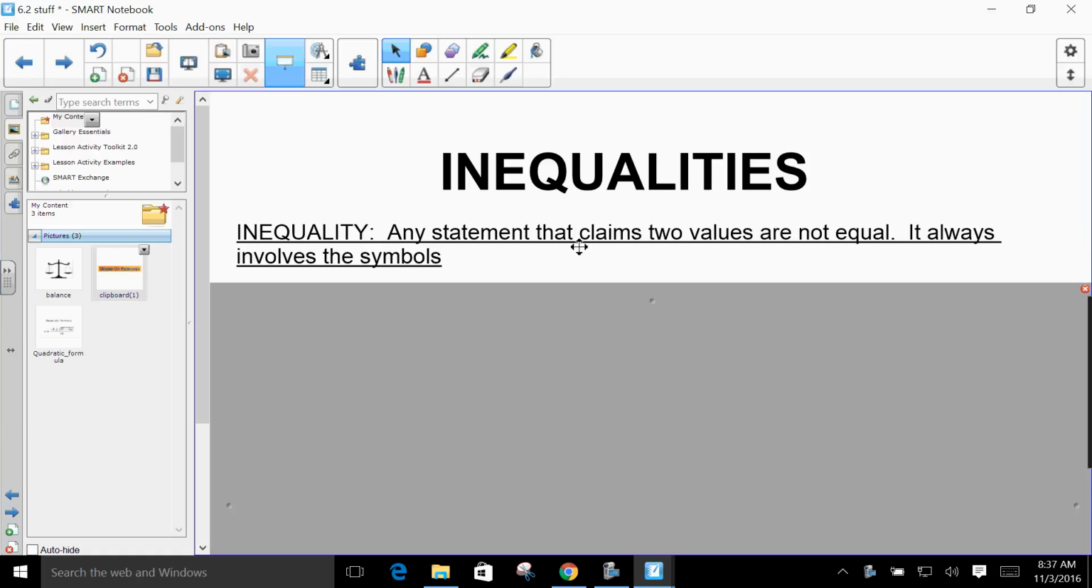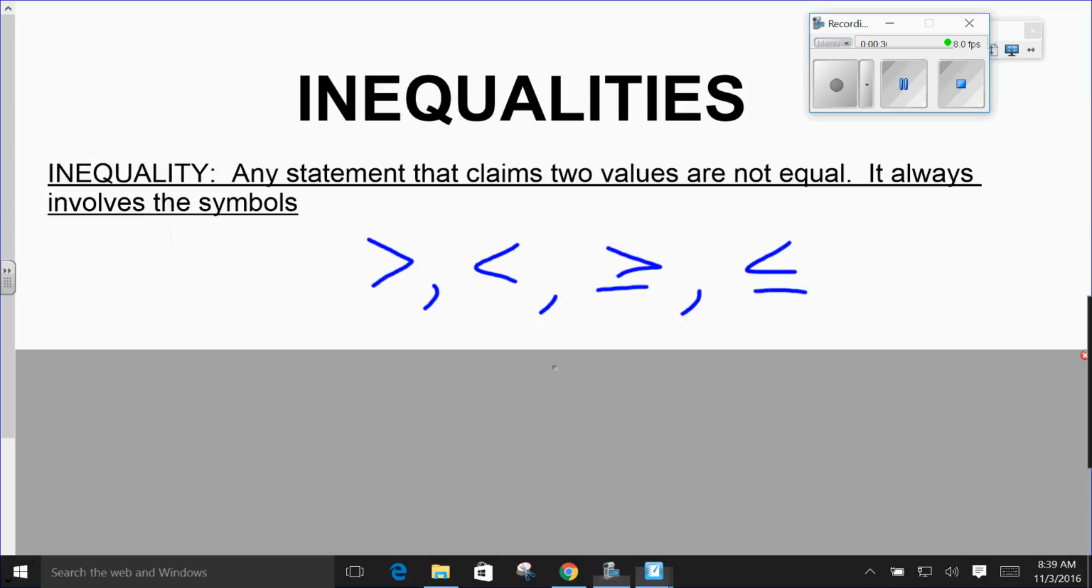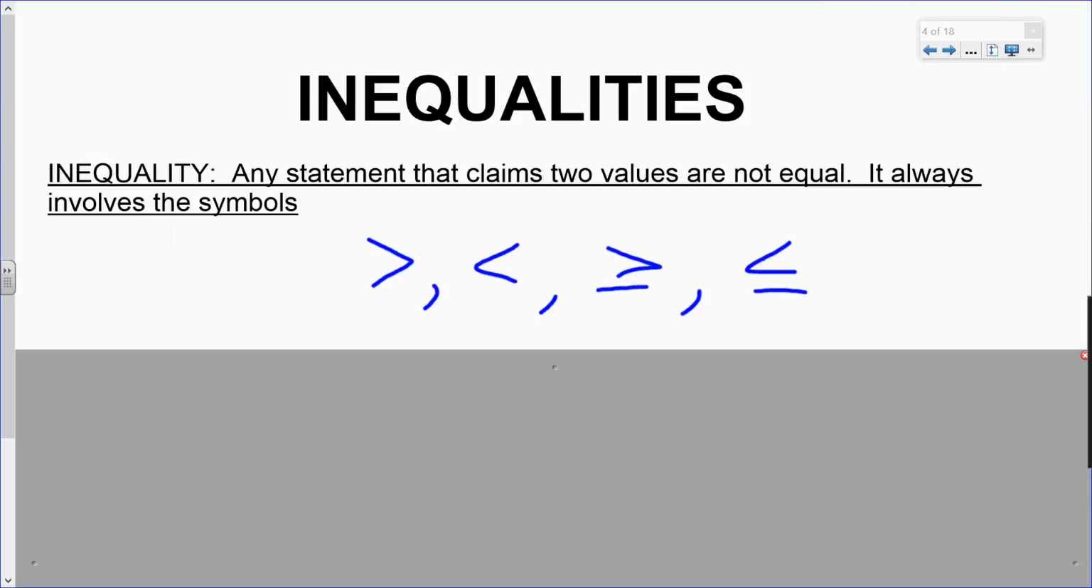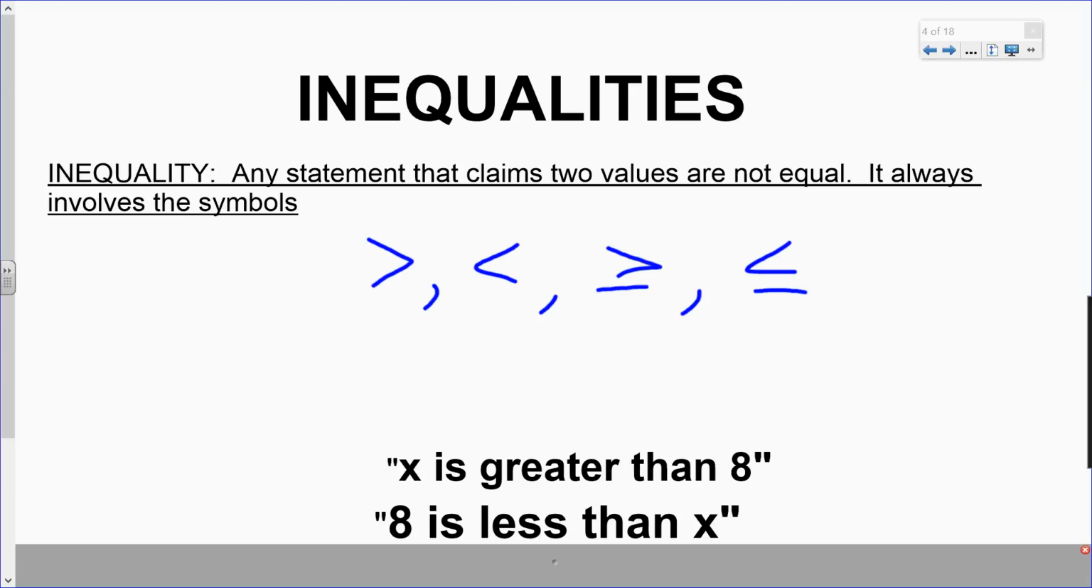Let's get right into the definition here. So, greater than, less than, greater than or equal to, less than or equal to. Let's review what these mean. Example 1.